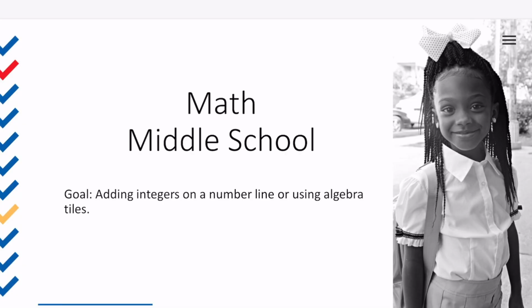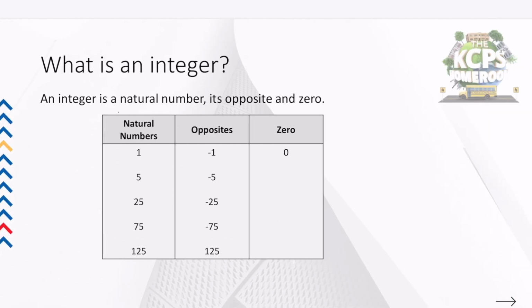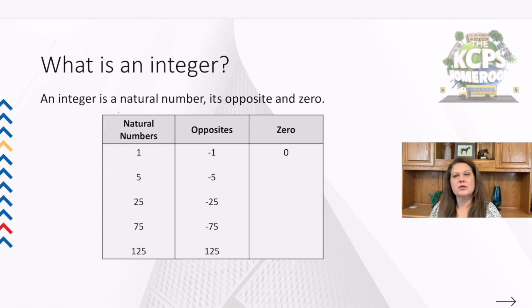When we talk about adding integers on a number line or even using algebra tiles, we first have to understand what an integer is. An integer is a natural number. These are numbers that you counted with. This is what you learned in kindergarten and first grade. You start counting with 1, 2, 3. Those are natural numbers, and they have opposites.